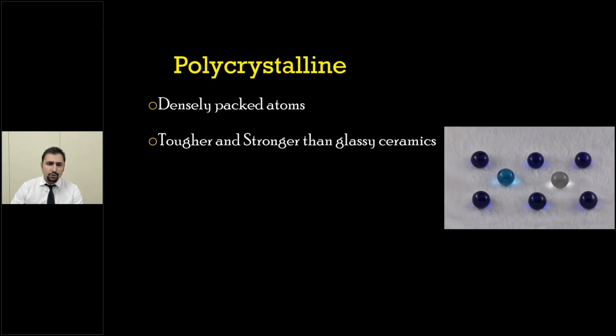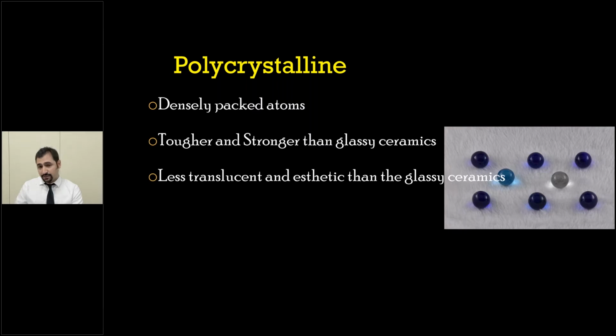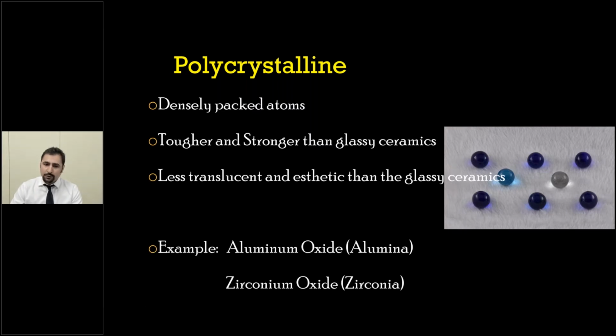Now, they're usually tougher and stronger than glassy ceramics. They have less translucency than the glassy ceramics. And examples of them are alumina and zirconia. So zirconia falls into the category of polycrystalline ceramics, and it has high strength. And now we hear about translucent zirconia, the improved translucency and all this stuff, and we're going to go over that, how that is possible.